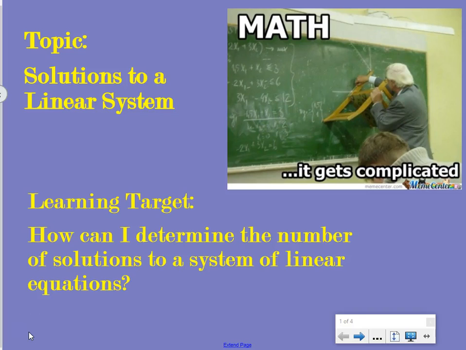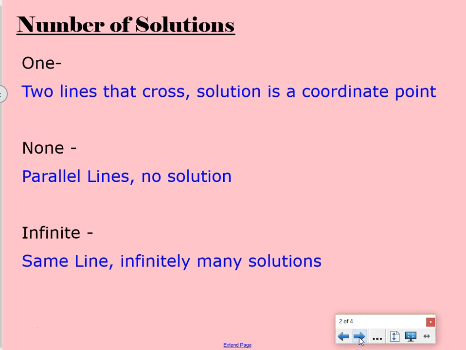Today our topic is solutions to a linear system. So our learning target: how can I determine the number of solutions to a system of linear equations? Vocabulary. One solution is two lines that cross. The solution is a coordinate point, so (x, y).